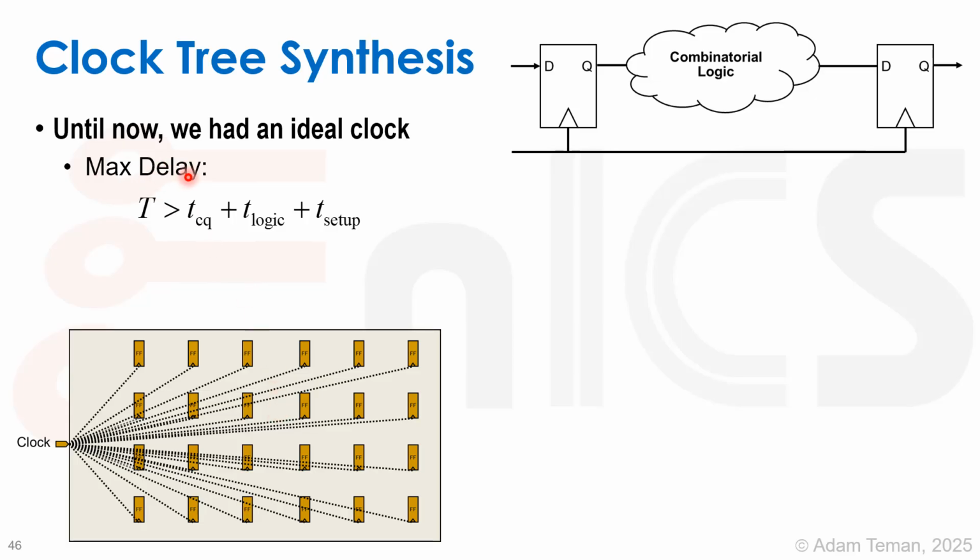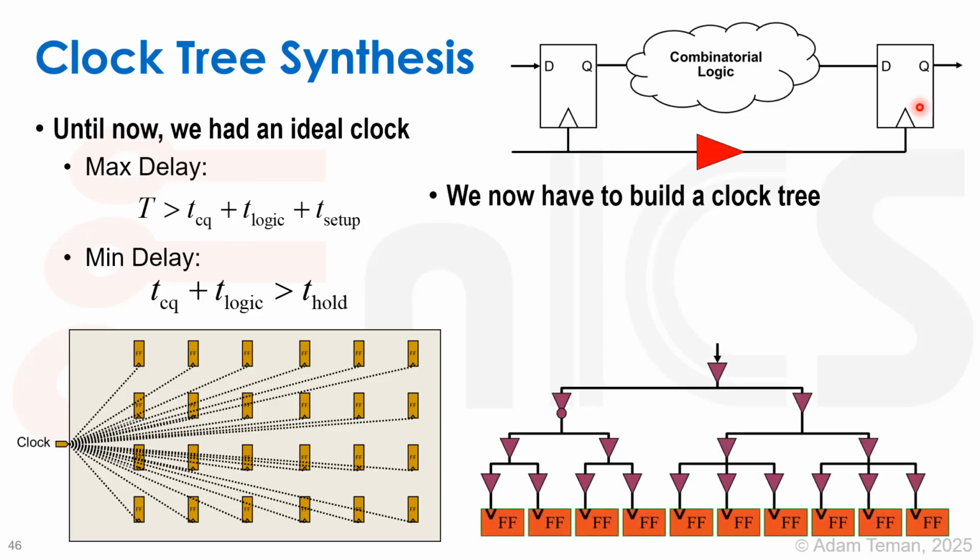We had a max delay constraint, or a setup constraint, which was T, the clock period, has to be larger than the flip-flop delay plus the logic delay plus the setup time of the flip-flop. So it was the TCQ over here plus the logic delay plus the setup time of the flip-flop. And we had a min delay that was the TCQ plus T logic has to be larger than T hold. So the TCQ plus the minimum combinatorial logic delay has to be larger than the hold delay of this flip-flop. And that was because our clock was ideal and didn't have any skew between the two flip-flops on a given path. But now we have to build a clock tree.